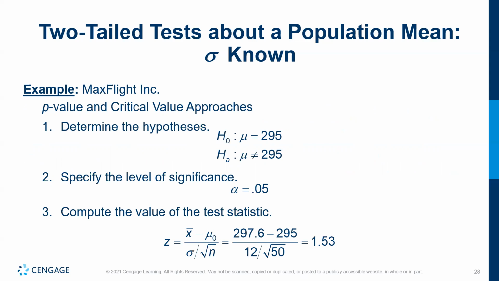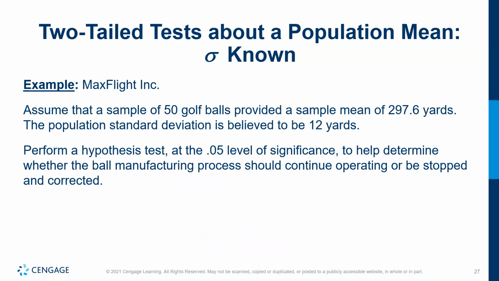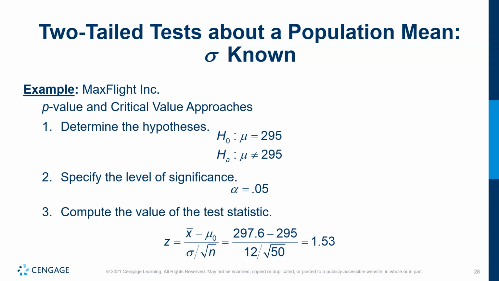Whenever it's two-tailed like this, meaning we're willing to reject it if it's too high or too low, it'll be presented like this. The null hypothesis is that the population mean equals 295. And the alternative is that it does not equal 295. It is either less or more than that. Then we're going to specify our level of significance, which was given to us as 5% or 0.05.